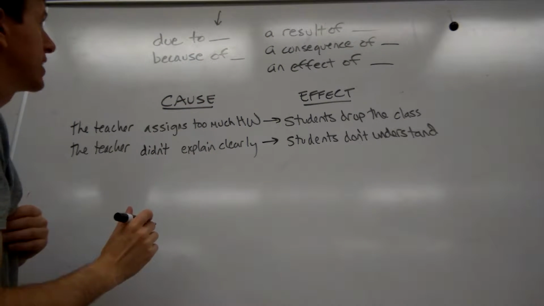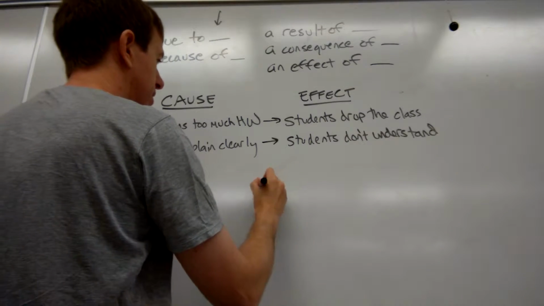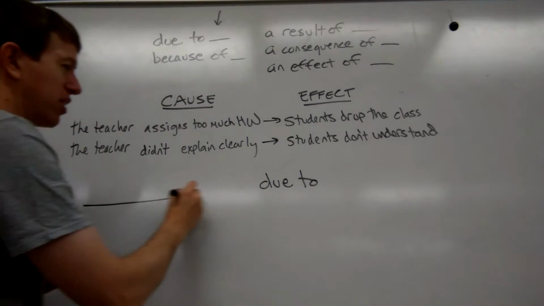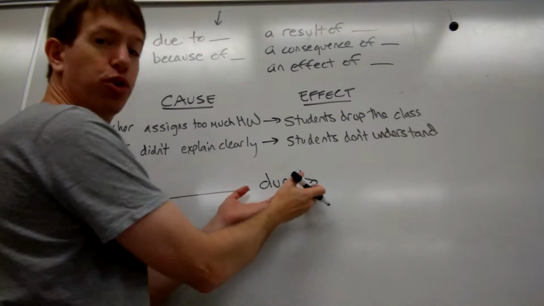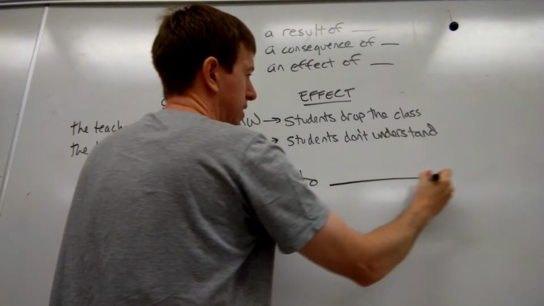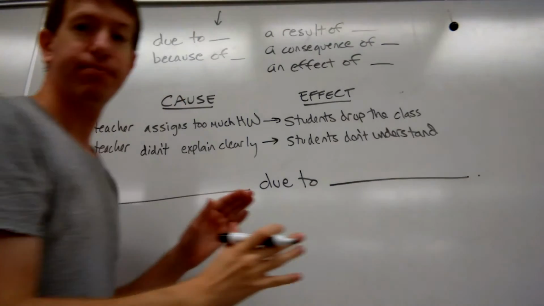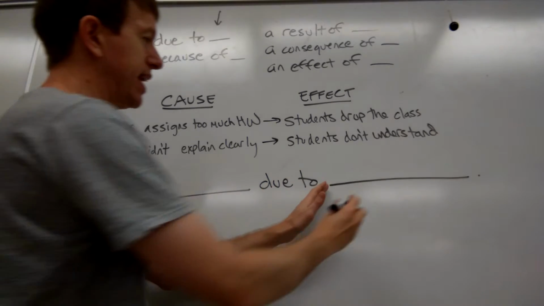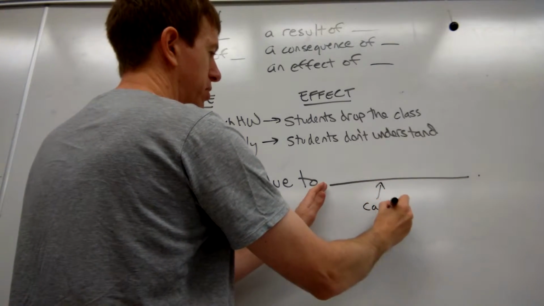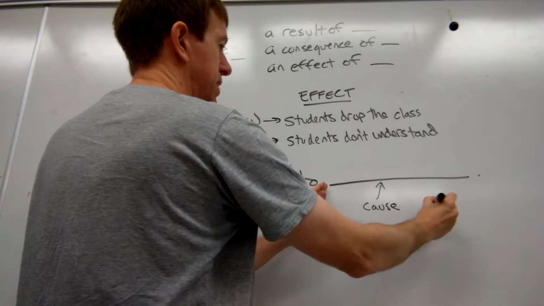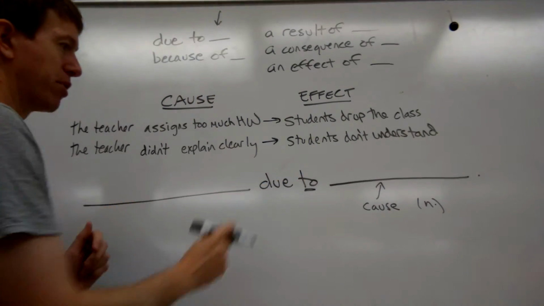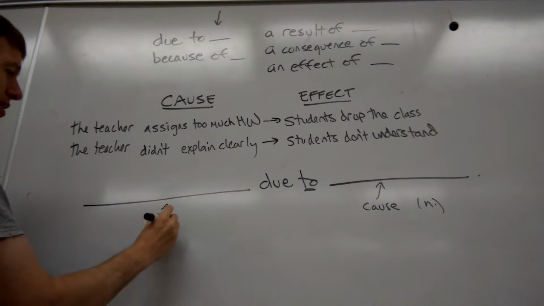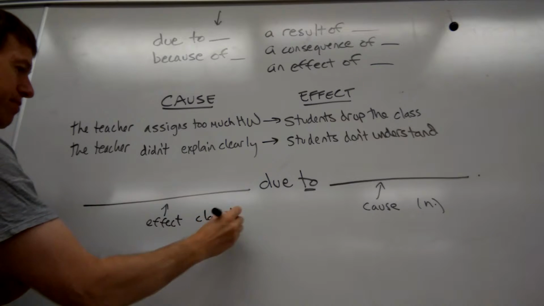So, let's take as an example due to. The pattern with due to is that you're going to have a clause, and then due to, which is basically like a preposition, and then a noun. Okay? Where's the cause going to go? Where's the effect going to go? Well, due to indicates cause, so we're going to put the cause there. And we know that the cause has to be in noun form, because we have due to. The effect is going to be a clause.